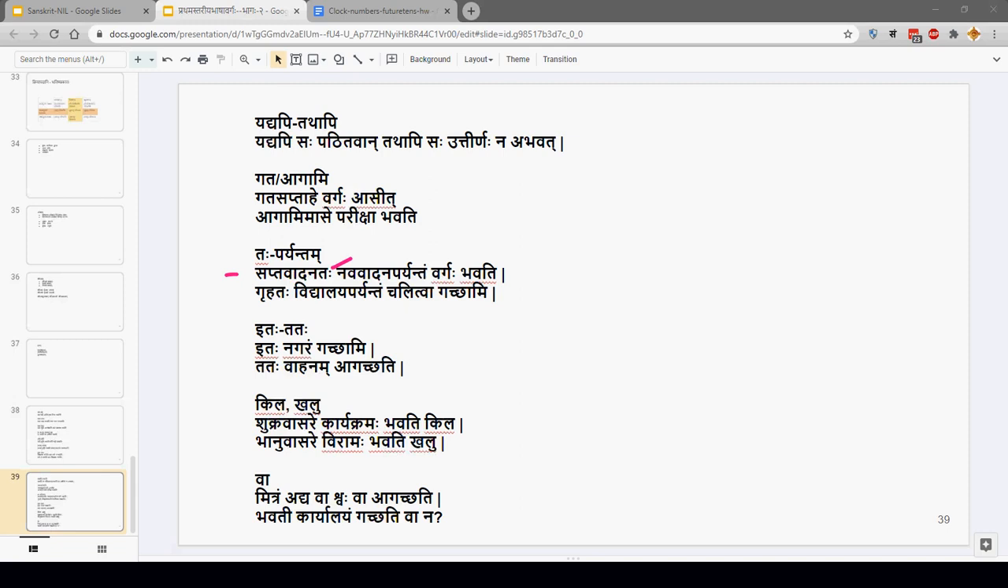So if somebody is asking you that, then you know that already there is a program scheduled on a Friday, and you want to affirmatively say that. So you are saying that because you don't want to go to the city or do something else on a Friday, because this is already scheduled, and you want to affirm that. So the kila is used in most cases like that. There are other uses of kila also, but many times you find it like this: Shukravasare karyakramaha bhavati kila. Means, isn't it? On Friday the program is happening, isn't it? Like that.